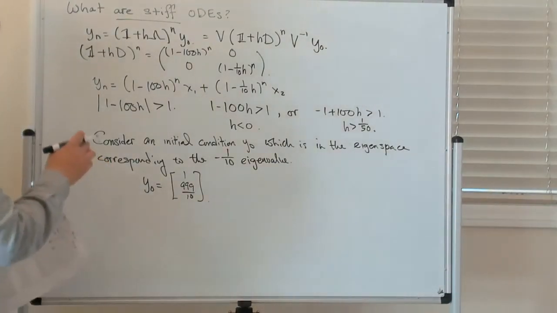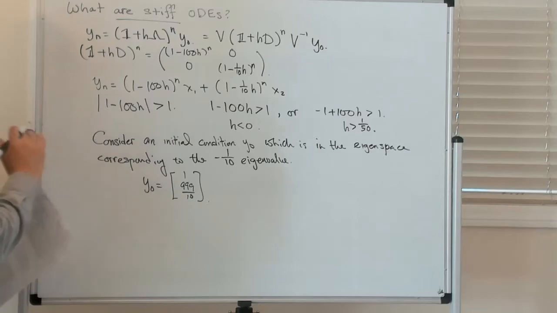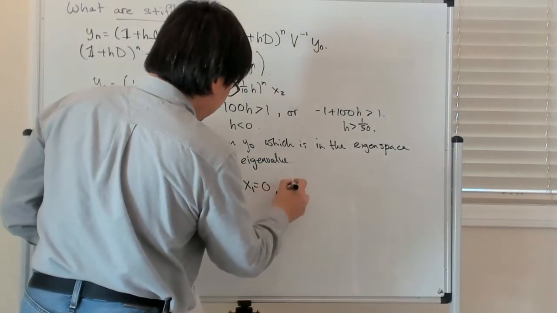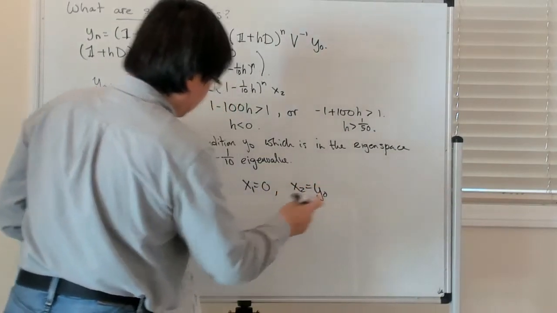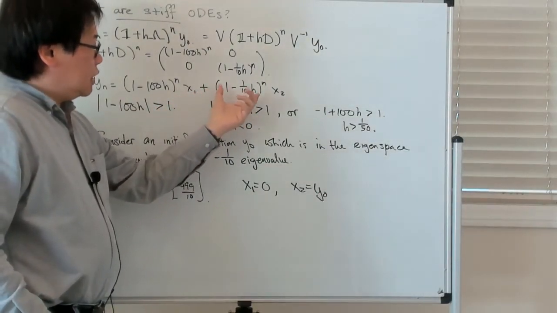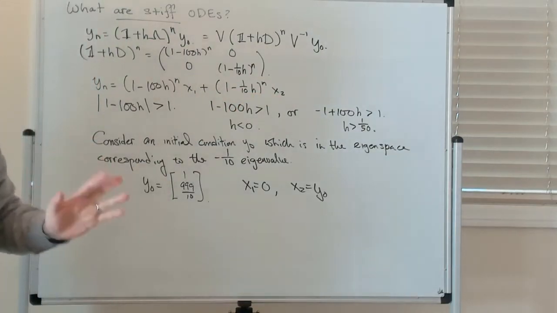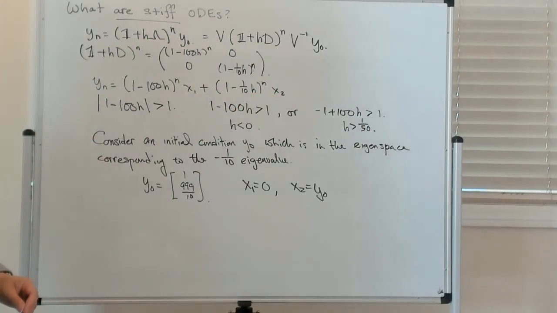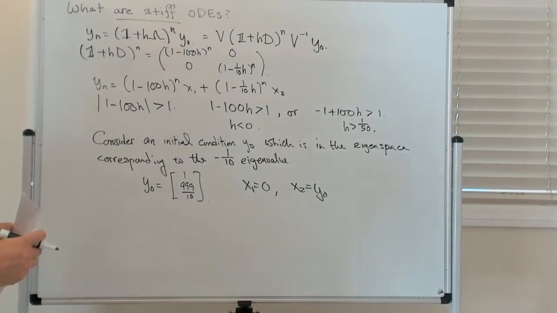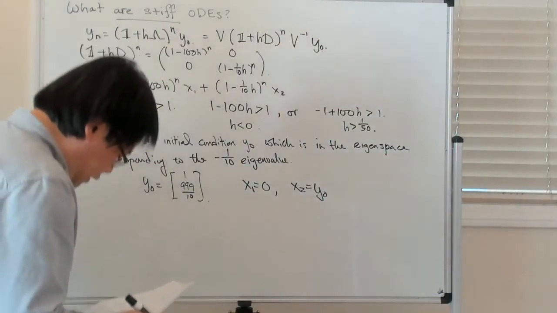Okay, so if you were to again implement the Euler method, then in exact arithmetic, basically what happens is that x1 becomes 0 and x2 becomes y0. So the entire solution would be dominated by this (1 minus 1/10 h) to the nth power times the x2 term, at least if you were to do this in exact arithmetic. The problem, of course, is that you don't typically do this in exact arithmetic. You use floating point or fixed point precision, and as a consequence you have what is known as round-off error. So the devil again is in the details.